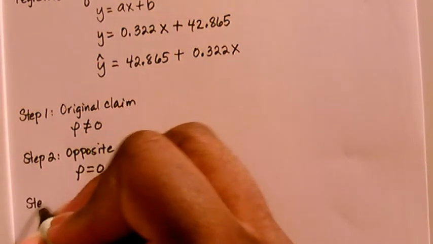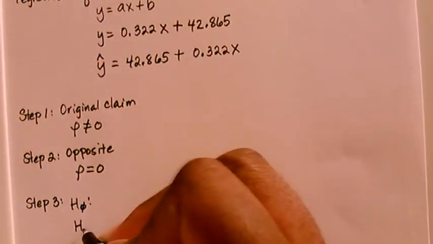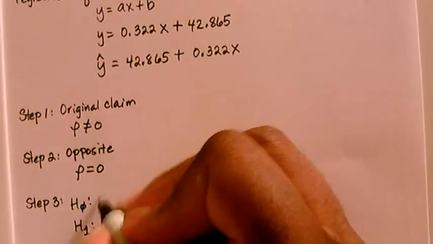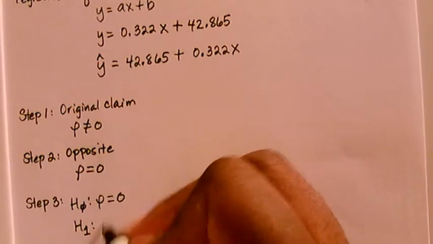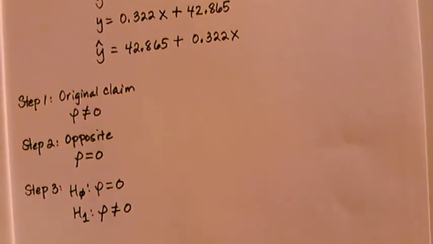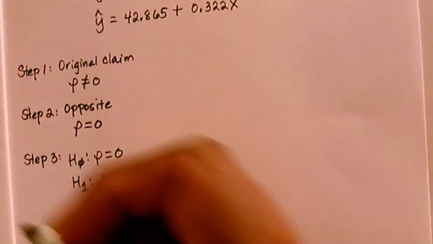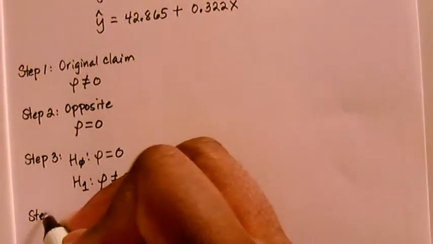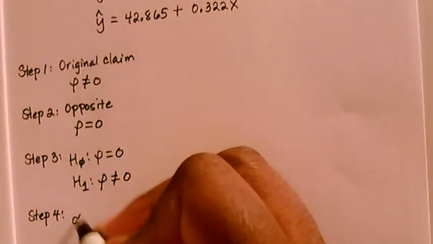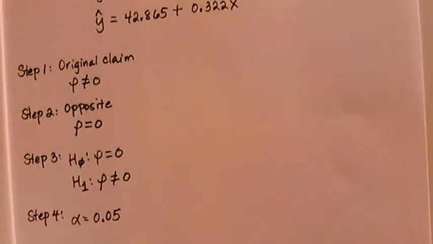And then step number 3 is the null and the alternative hypothesis. The null has the equal sign in it, so it'll be rho is equal to 0, and your alternative has the not equal to symbol in it, so it'll be rho is not equal to 0. And then step number 4 is your level of significance. In this case, it was 0.05, so your alpha is going to be 0.05. That's your level of significance that's given to you in the problem.